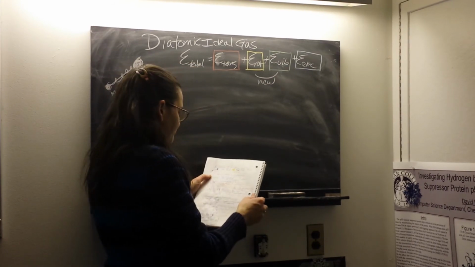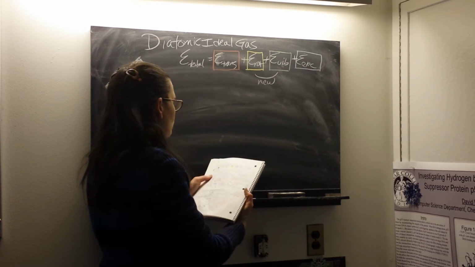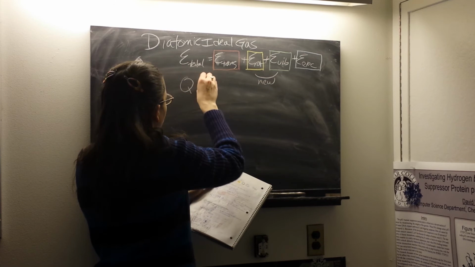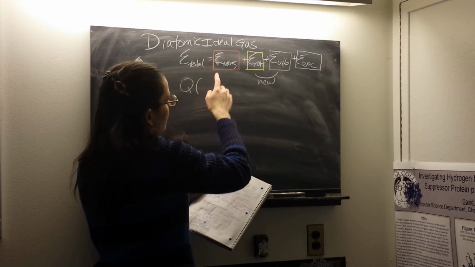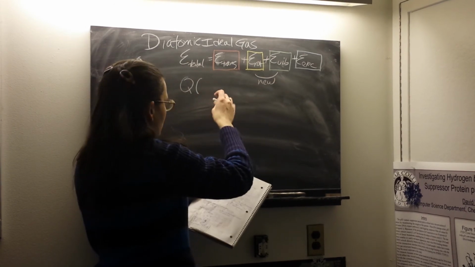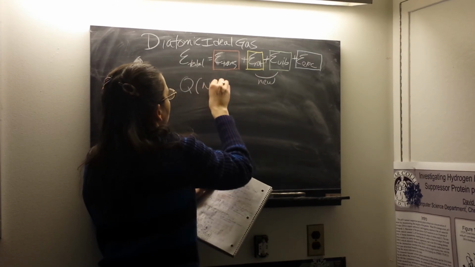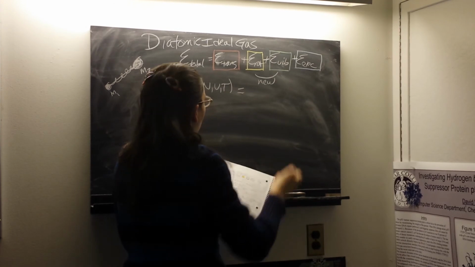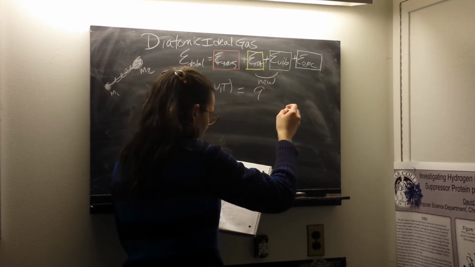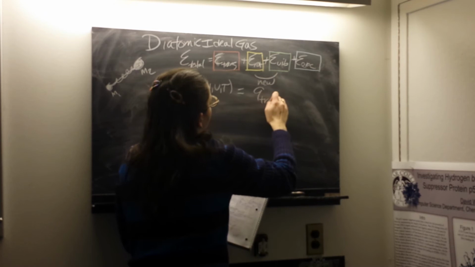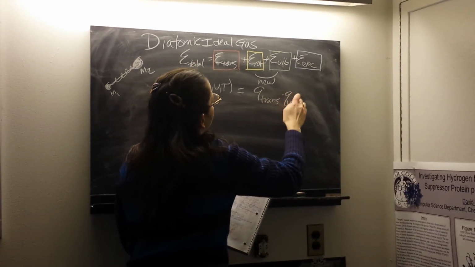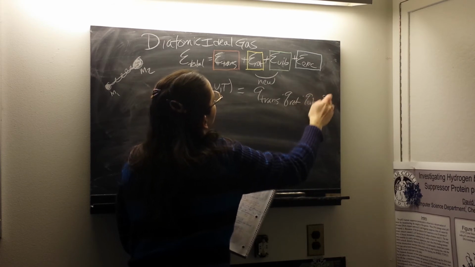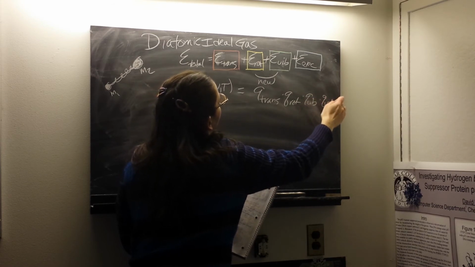Okay, so let's write the total partition function. The total partition function, as may not be very surprising, is going to have the same components as the energies. So Q of N, V, and T is going to be equal to the partition function of the translational times Q rotational times Q vibrational times Q electronic.